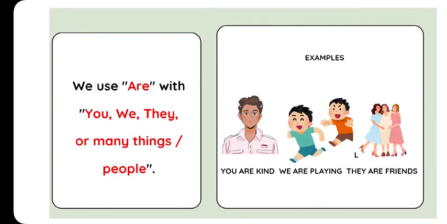We use are with you, we, they or when we mean many things and people. Here some examples are given. Just look. You are kind. We are playing. They are friends. Here are is used with you, are is used in second case with we, and in third case are is used with they.